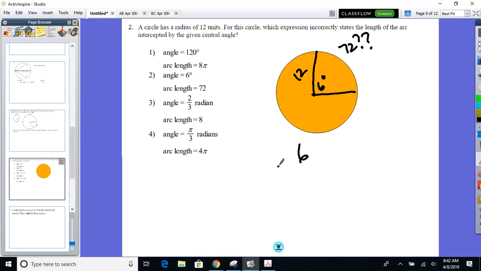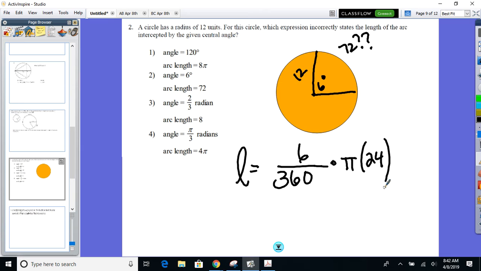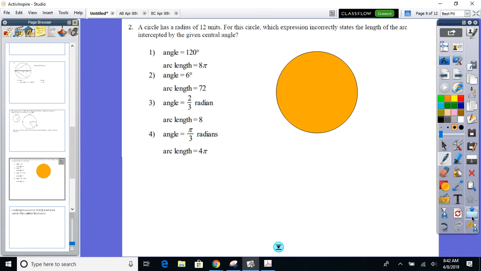Okay, ready? 6 over 360 equal to pi times still 24. But if you do that, I don't think it comes out to be 72. I don't think it comes out to be anything close to 72. So that one's incorrect. All right, now let me go over 3 and why it works.